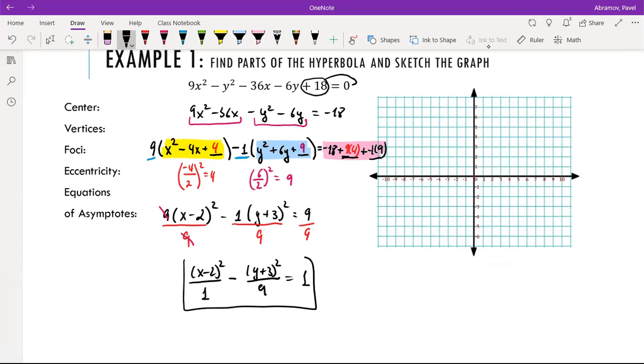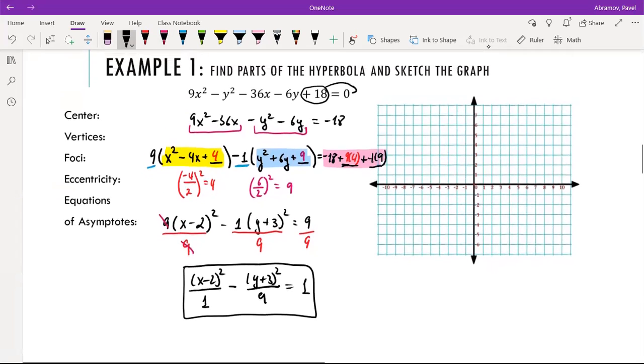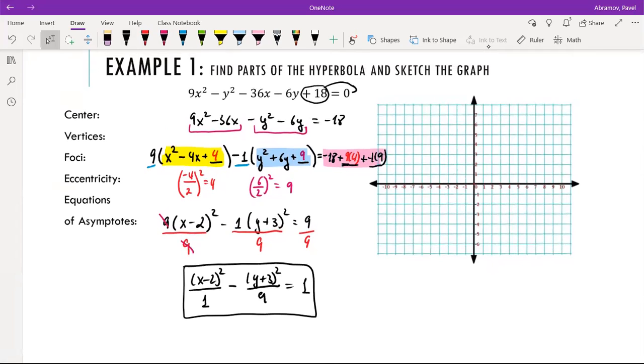Now, once you have an equation, we can fill in all of the other pieces. Here in the question, it says find the parts of the hyperbola and then sketch the graph. I usually will do it the other way around. I will first sketch the graph and then find the parts of the hyperbola, though we could be finding some of the parts as we go. So, first of all, the center. The center is going to be our h and k, and that's these numbers right here. So our center is going to be 2 and -3.